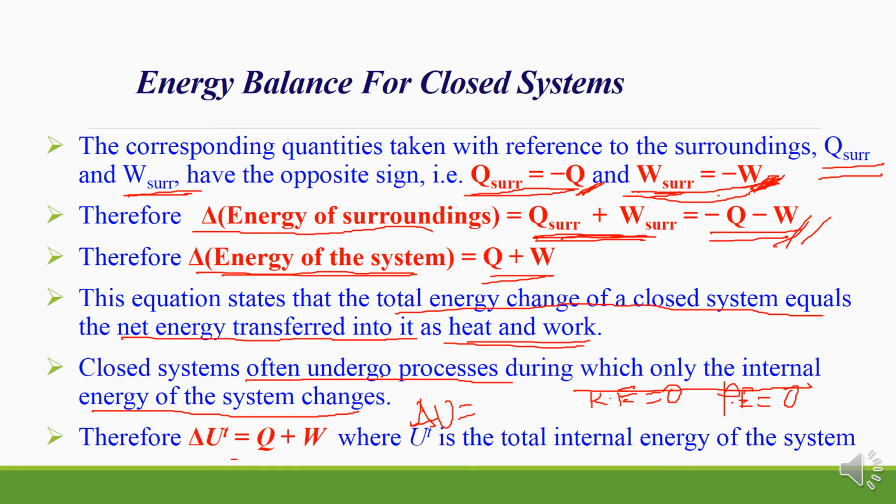So that value, suppose we have some value x, and therefore you will get that change in the system. In this equation, the change in the system is considered as delta U^T, where the superscript T is for total, equal to Q plus W, where U^T is the total internal energy of the system. So it is mentioned there.